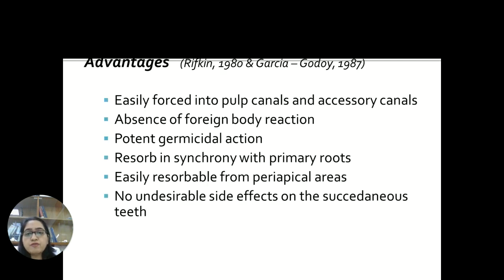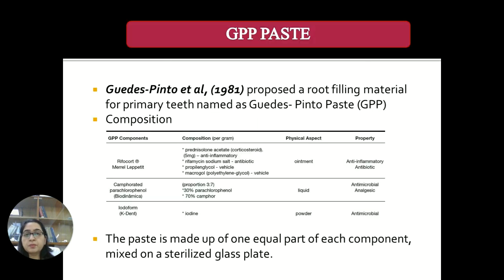Advantages being easily forced into pulp canals and accessory canals, absence of any foreign body reaction which is seen with zinc oxide eugenol, potent germicidal action, it resorbs in synchrony with the primary roots, it is easily resorbable from even the periapical areas after extrusion, and there are no undesirable side effects on the succedaneous teeth.